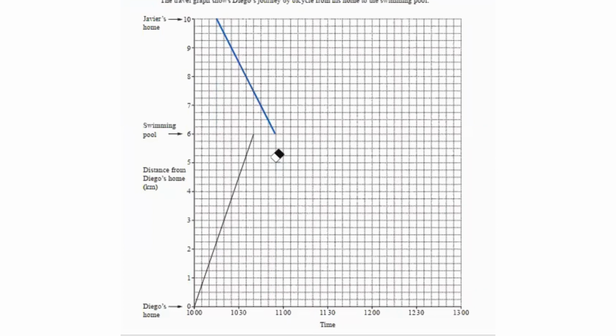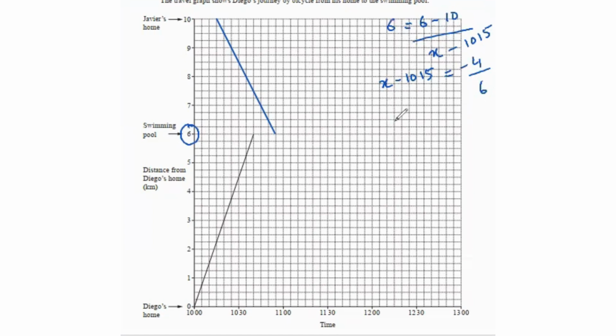Now, why is he stopping at 10:55 and 6? We know that the speed is 10. We know that the speed is 6, and they've given us the initial distance, which is 10, and the final distance, which is 6. So 6 minus 10 over, we know the final time, which is going to be x, but we know the starting time, which is 10:15. So if we cross multiply, x minus 10:15 is equal to negative 4 over 6.